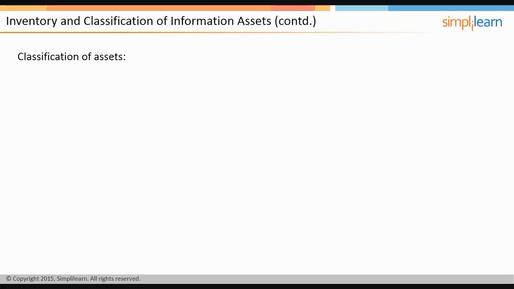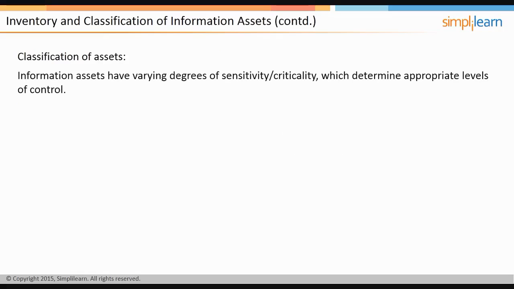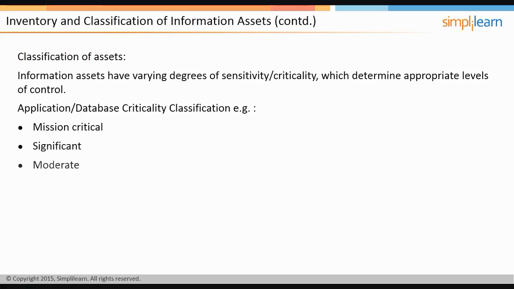Classification of assets. Information assets have varying degrees of sensitivity, criticality, which determine appropriate levels of control. Application database criticality classification, for example, mission critical, significant, moderate, or low. You will now attempt a question to test what you have learned so far.